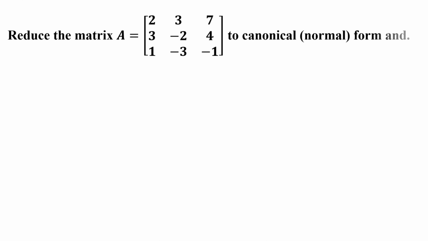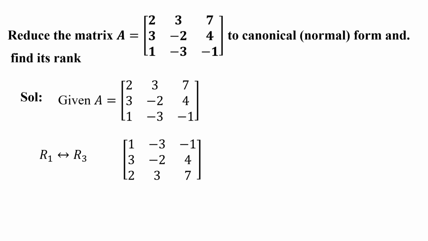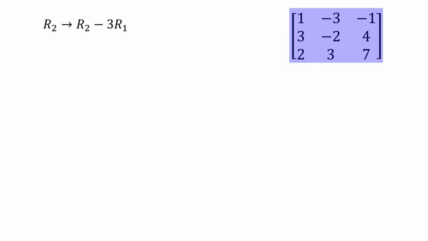The first question asks us to find the rank of the matrix by reducing it to its normal form. We'll start by making this element as 1, so the operation will be interchanging R1 and R3. Next, we'll try to make these elements as zeros using R1, so the operations will be changing R2 as R2 minus 3R1, R3 as R3 minus 2R1.